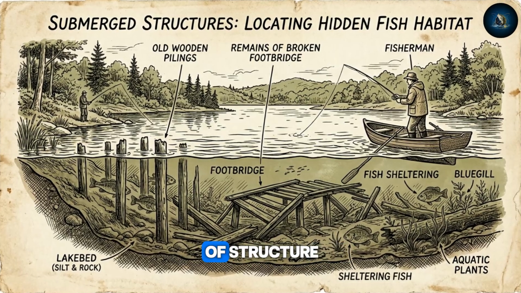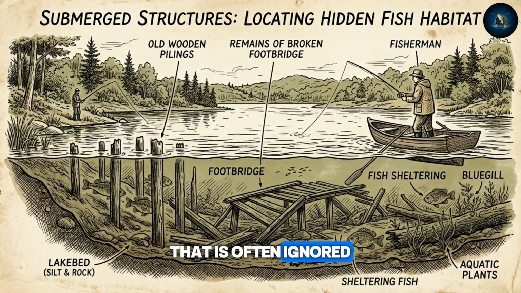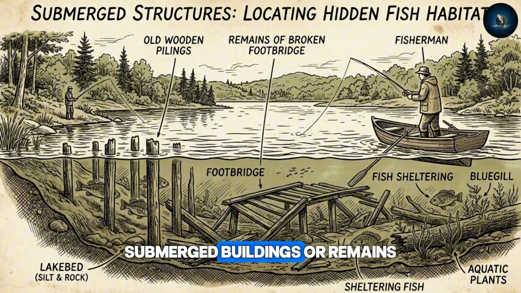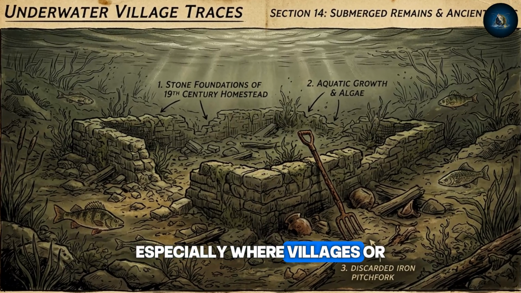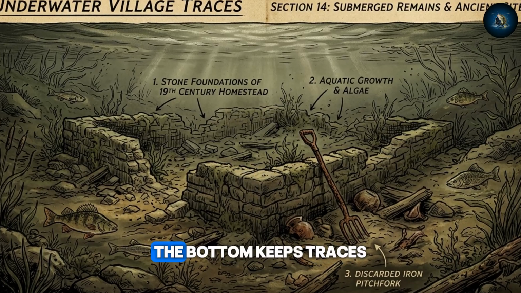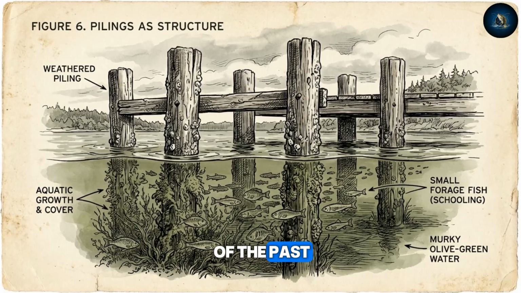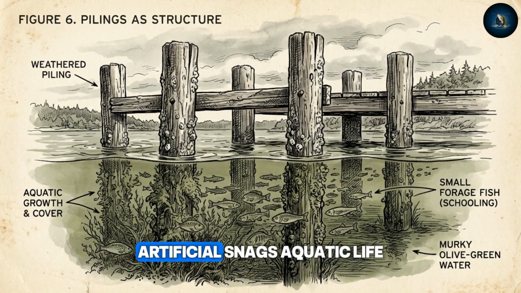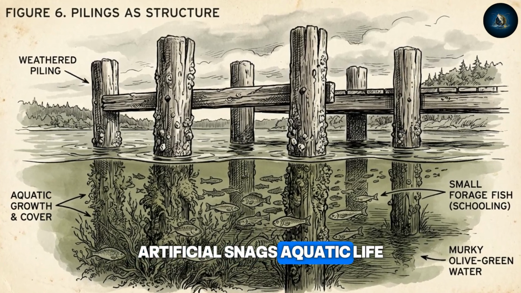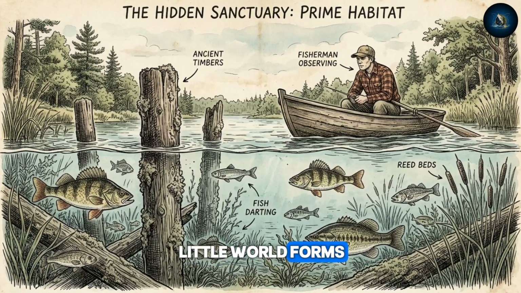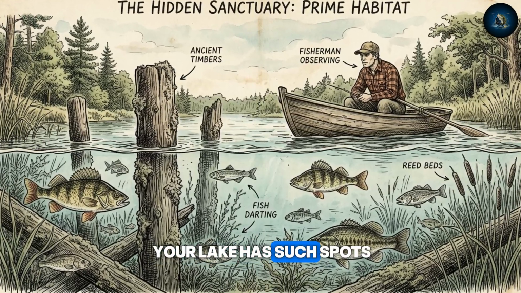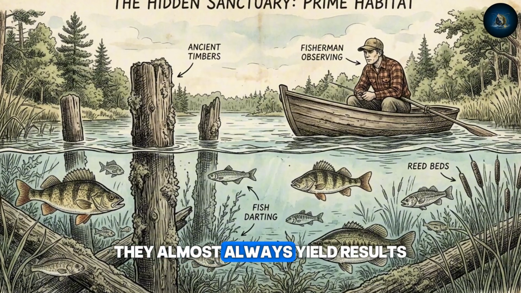There is another type of structure that is often ignored: old pilings, submerged buildings, or remains of footbridges. On some lakes, especially where villages or farms used to stand, the bottom keeps traces of the past. Old pilings are in essence artificial snags. Aquatic life attaches to them. Around them, their own little world forms. If you know that your lake has such spots, they almost always yield results.